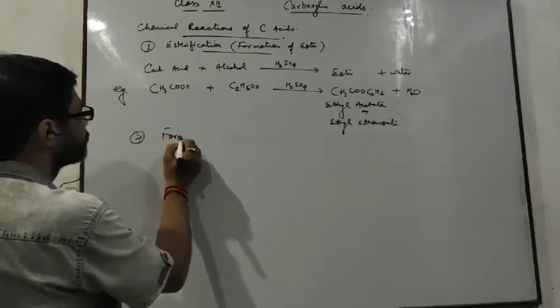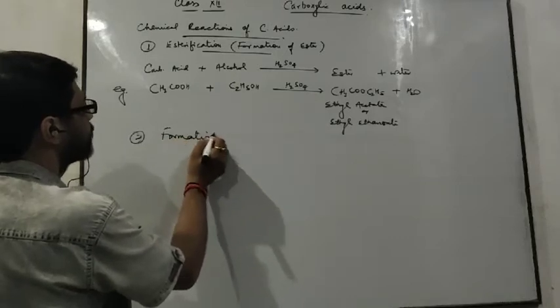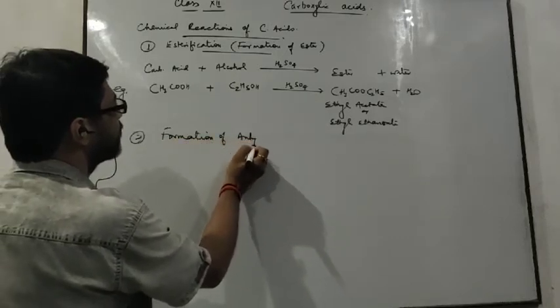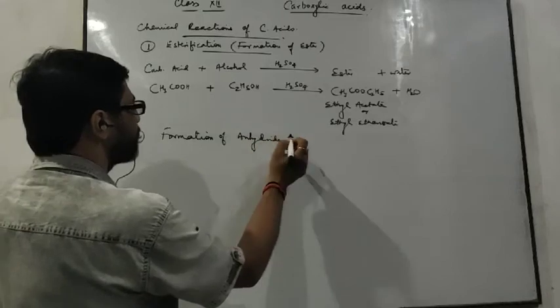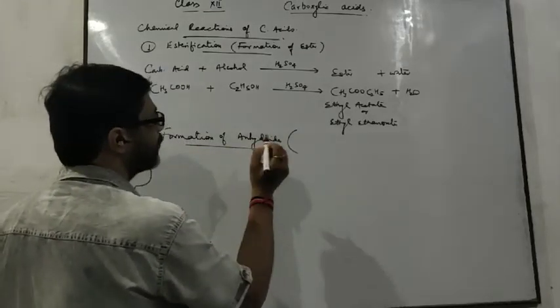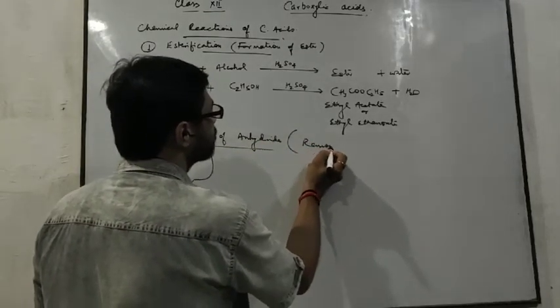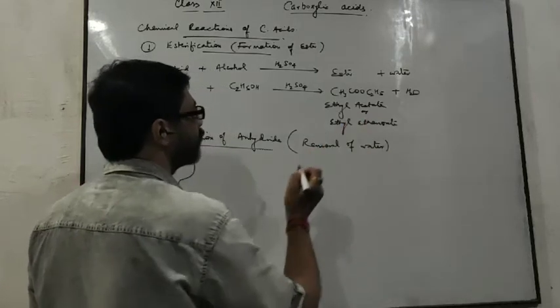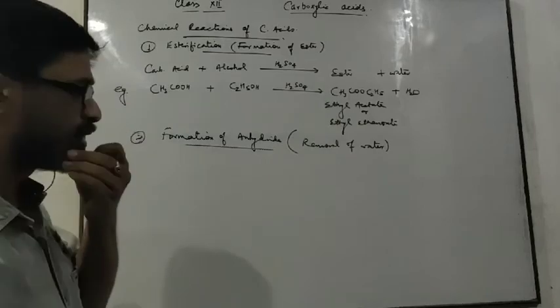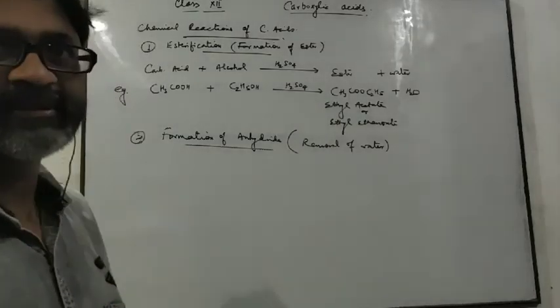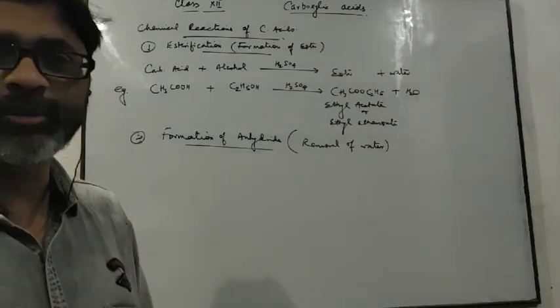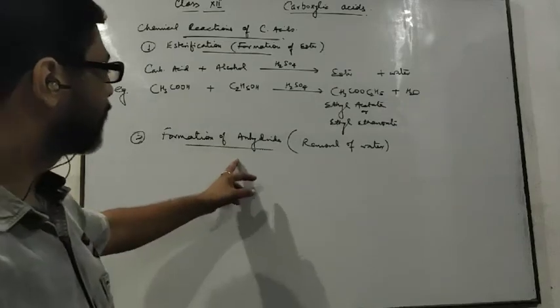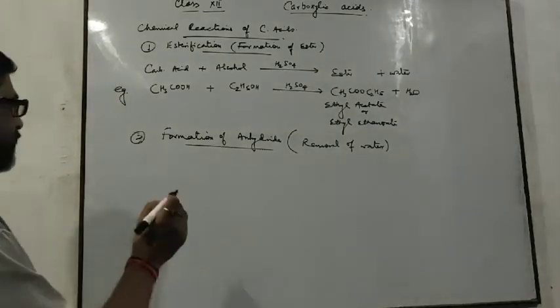Second, formation of anhydride. What is anhydride? The compound formed by removal of water. When water is removed from two molecules of carboxylic acids, then the product obtained is called acid anhydride.